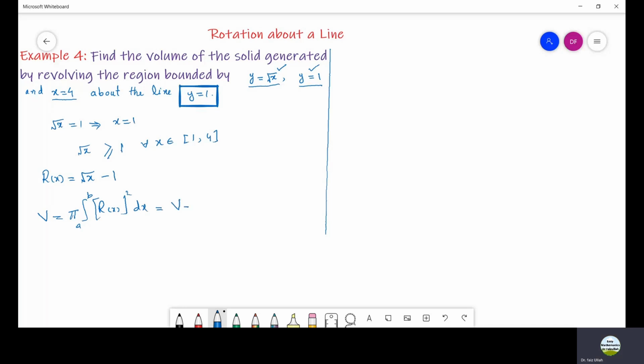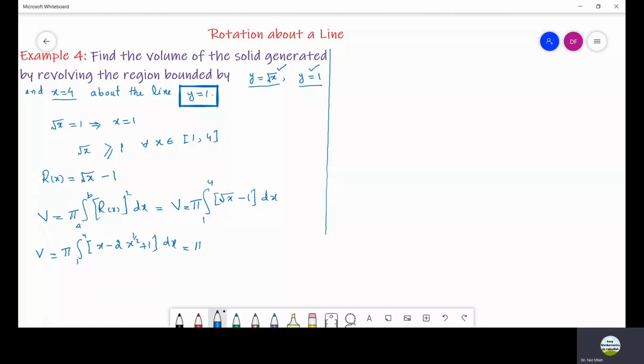Putting values, we have pi, integration is from 1 to 4. r of x is (under root x minus 1) whole square into dx. Let us simplify this. So we have integration from 1 to 4 of x minus 2 under root x plus 1, where under root x square is x and 1 square is 1, into dx.